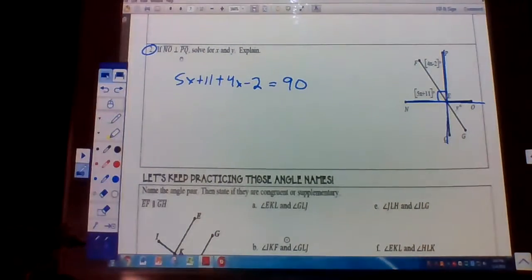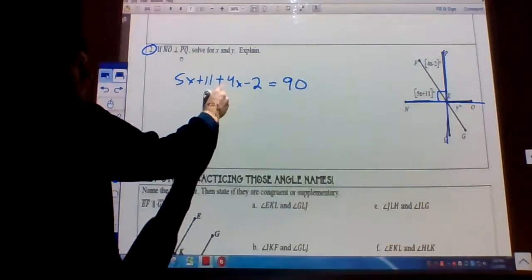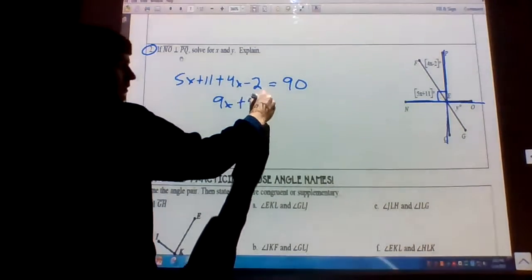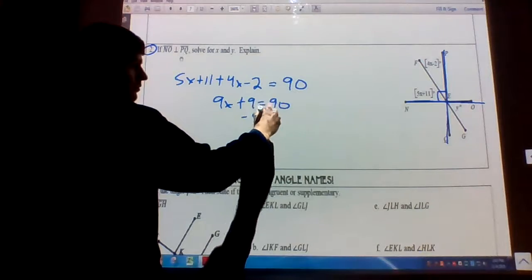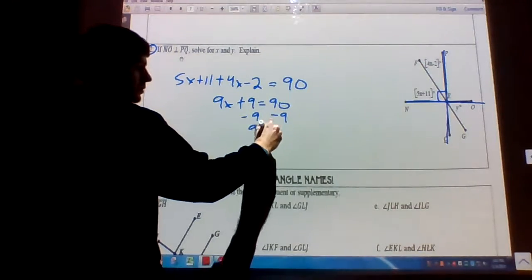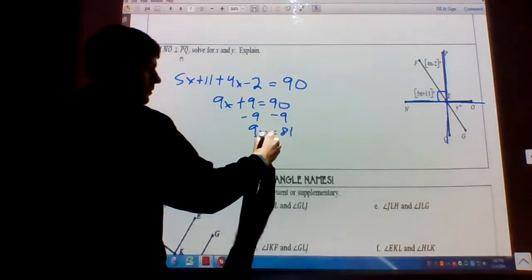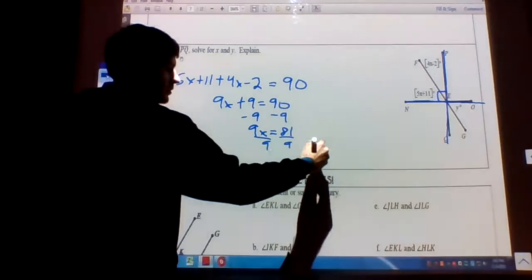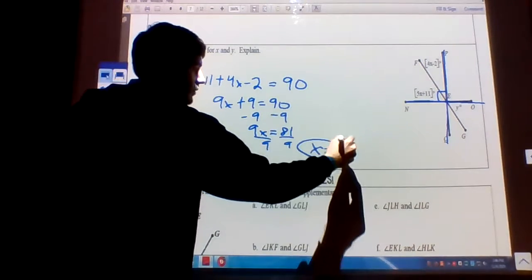So 5x plus 11 plus 4x minus 2 equals 90. We can combine like terms and solve. So we get 9x plus 9 equals 90. Subtract 9 from both sides. We get 9x equals 81. Divide by 9, and we get x equals 9. Okay. And you get to check that answer.